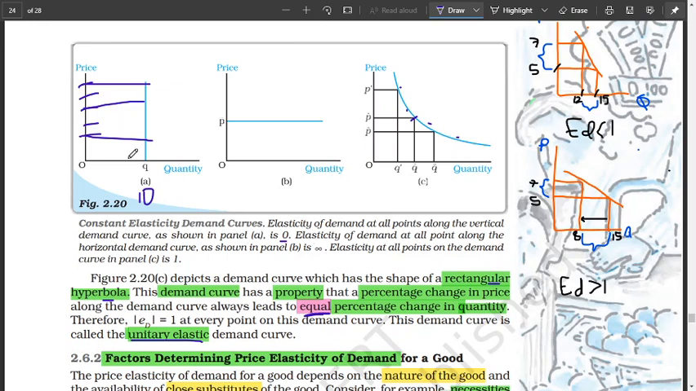When it is equal to 0, it is inelastic, but perfectly inelastic. When it is less than 1, it is inelastic. Equal to 0, perfectly inelastic.